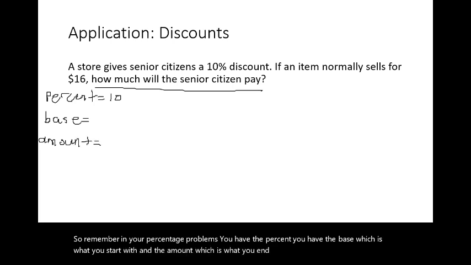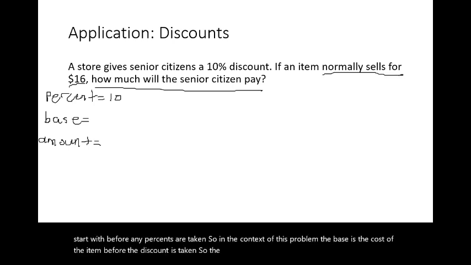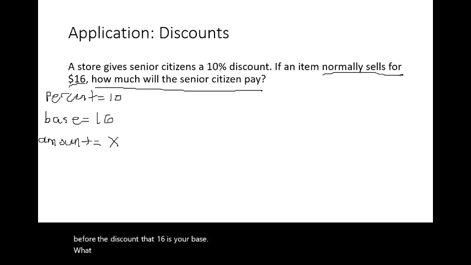Remember, the base is what you start with before any percents are taken. So in the context of this problem, the base is the cost of the item before the discount is taken. The item normally sells for $16. That's the price before the discount. That 16 is your base. What we don't know is the amount, or the amount of discount, X.